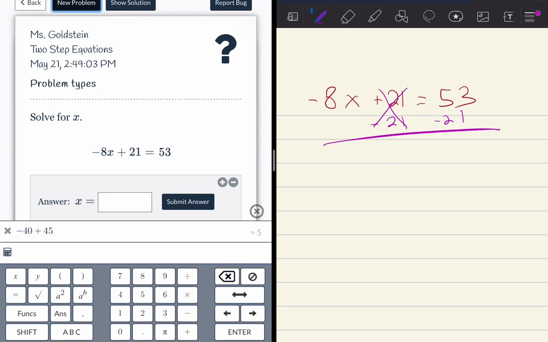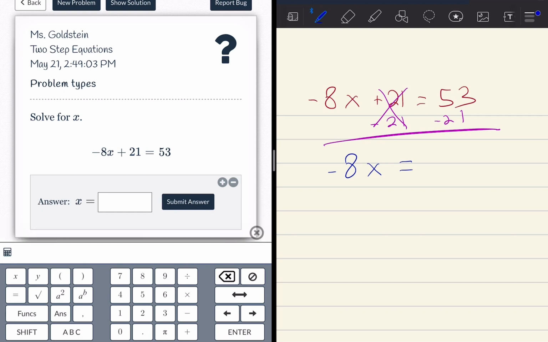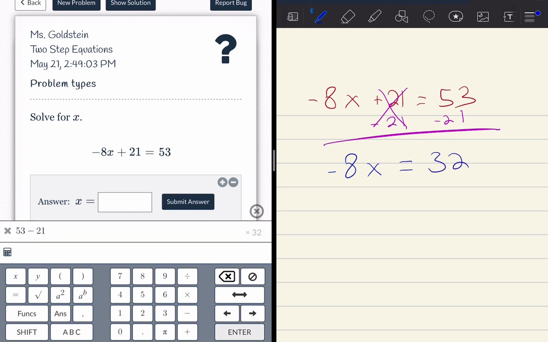I cancel out my opposites, and I just need to bring down negative 8x equals, and whatever 53 minus 21 is. If you're not sure, you can get rid of what you had in the calculator and type in 53, you could do plus negative or just minus 21, and you'll get 32. One more step. I want to get rid of that negative 8. It's secretly being multiplied by x. The opposite of multiplying by negative 8 is dividing by negative 8.